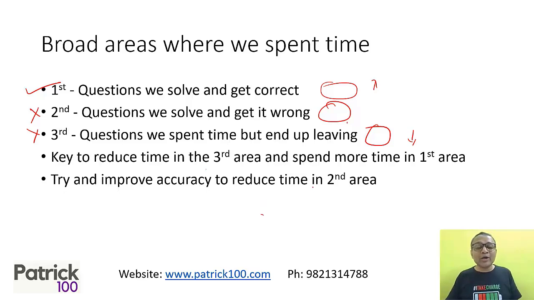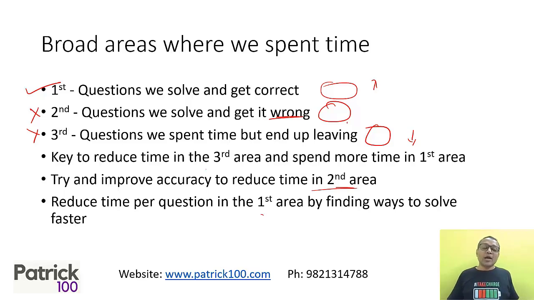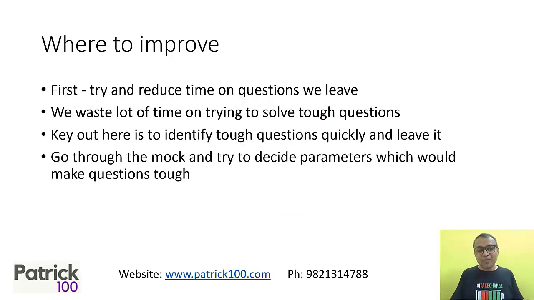Also, you should try to improve accuracy in the second area. When you're going wrong, remember, you not only spend time but you also get negative marks. So if you can improve your accuracy, you will automatically end up scoring better. And reduce time per question in the first area. Apart from reducing the time in the third and second areas, you should also look at how to save time in the first area. Whatever questions you solve, can you solve them faster and save time there?